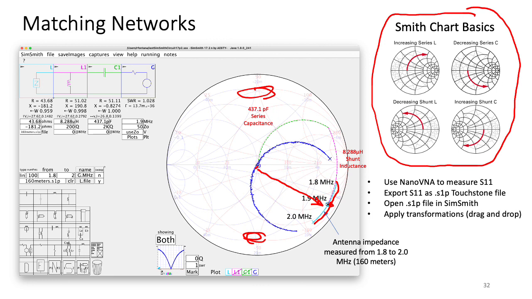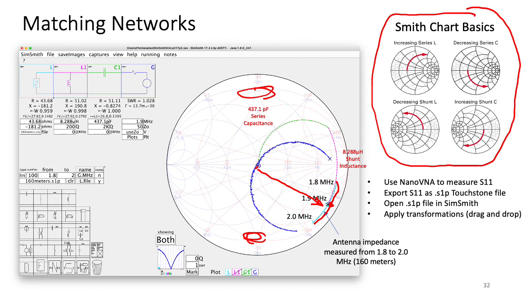So, thing to keep in mind, anytime I add a capacitance, I'm going to move myself toward the bottom of the Smith chart. Anytime I have an inductance, whether it's shunt or series, I will move in the upper portion of the Smith chart. Now, in order to get the antenna to match at 1.9 megahertz, like I said, I need to move this point from this location here to the origin.